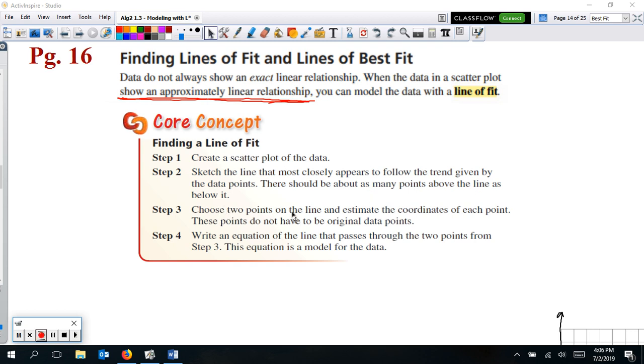And then choose 2 points on the line and estimate the coordinates of each point. These 2 points do not have to be original data points even. And then from those 2 points, you're going to write an equation of a line that passes through the 2 points from step 3. And this equation is a model for the data. And you can have more than one equation. There could be different equations, but they all should be fairly close.